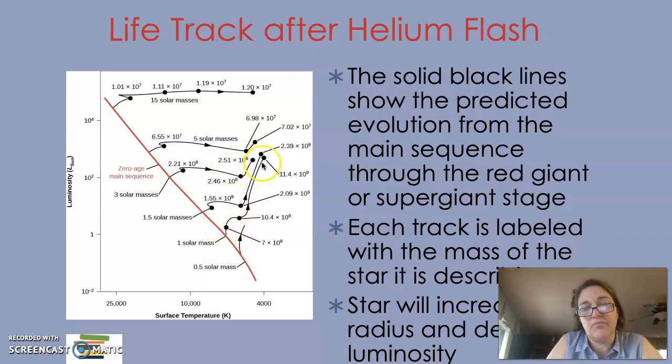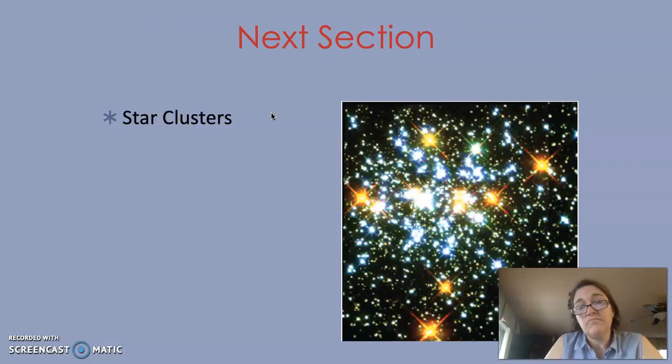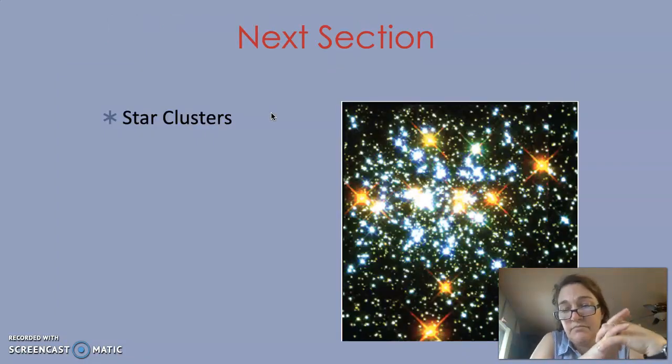Stars like ours become red giants. Stars like Betelgeuse become hypergiants. So the radius is increasing, luminosity decreasing. And so that is basically the zero age main sequence. And I will do another video that will talk about section 2 of chapter 22, and we're going to talk about star clusters, why they're important, and how they help us figure out the ages of stars.